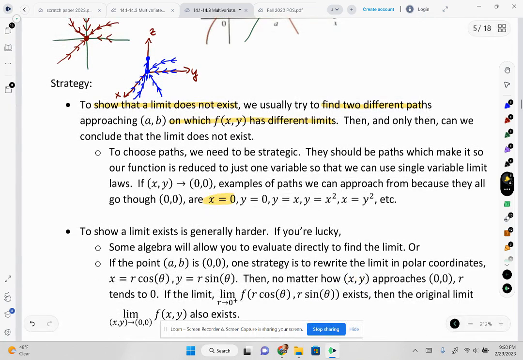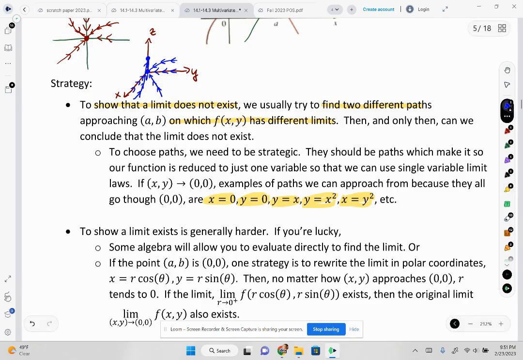So to choose these paths, I've already mentioned a few. Usually we'll look at x equals 0, which is approaching along the y-axis. y equals 0 is approaching along the x-axis. We could approach along the line y equals x squared, x equals y squared, etc. This can go on and on and on.